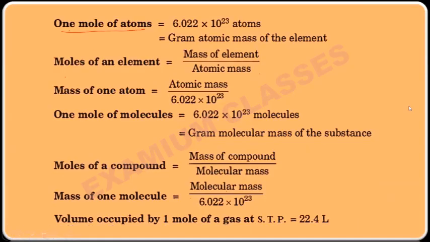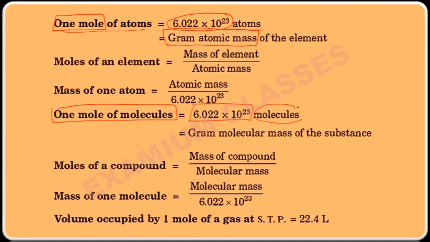Just a recap. 1 mole of atoms means 6.022 into 10 power 23 atoms, which is equal to gram atomic mass. Means we are talking about 1 mole. So gram atomic mass is nothing but 1 mole. Similarly, 1 mole of molecules will be those many molecules. Here it was atoms and molecules, and here we will call it gram molecular mass, not gram atomic mass.